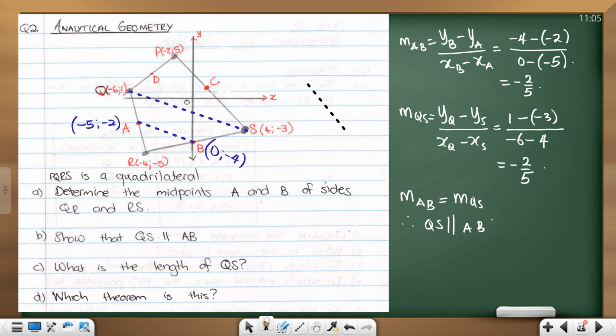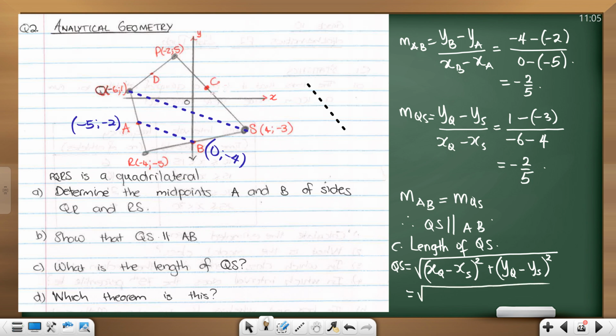Got to push now. Number 3, C. What is the length of QS? You have a formula, right? Please quickly substitute for me. So QS is going to be the square root of what? XQ minus XS squared plus YQ minus YS squared. And what would that be? The square root of?